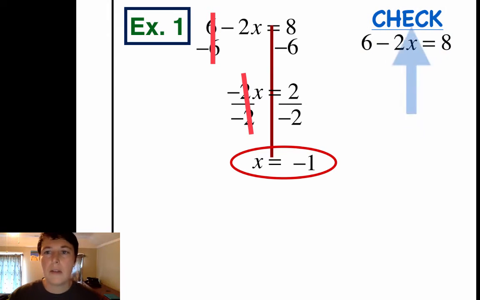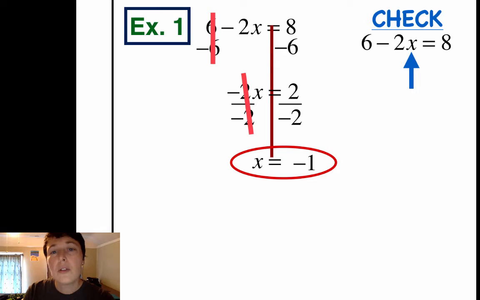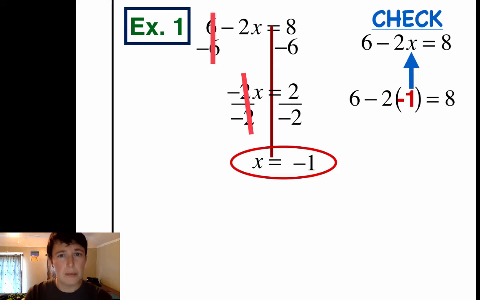Instead, we think we know the answer for x. So under the x, I'm going to draw an arrow. We think it's negative 1. So I'm going to replace it with a negative 1. So instead of 6 minus 2x, I'm going to have 6 minus 2 times a negative 1 equals 8. And then I'm going to do my math and see if it really does equal 8.